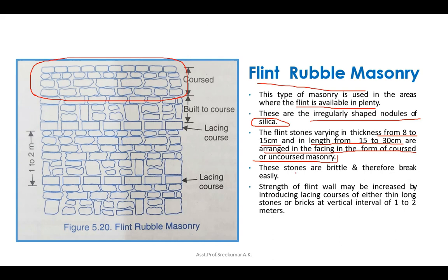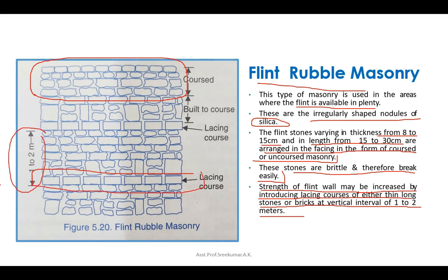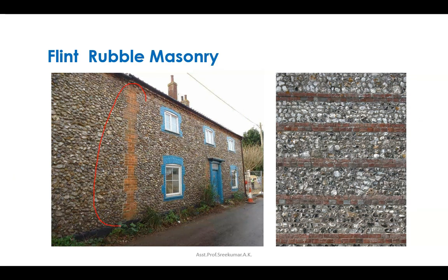These stones are brittle and therefore break easily. So the strength of a flint wall may be increased by introducing lacing courses. These are lacing courses of either thin long stones or bricks at a vertical interval of 1 to 2 meters. That's about flint masonry. And you can see the lacing layers of brick provided in the building, also shown in the image on the right.